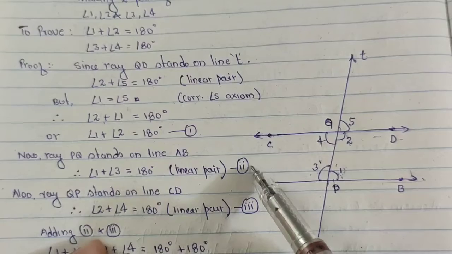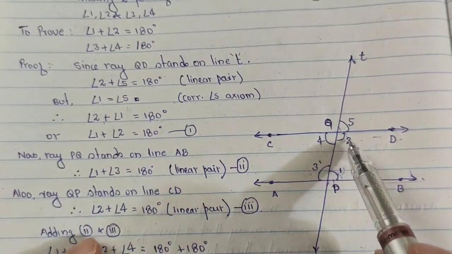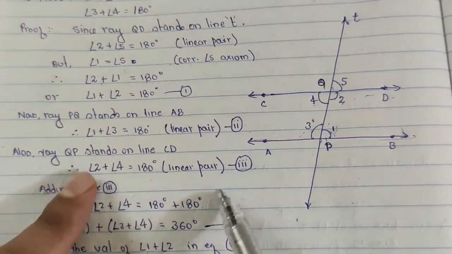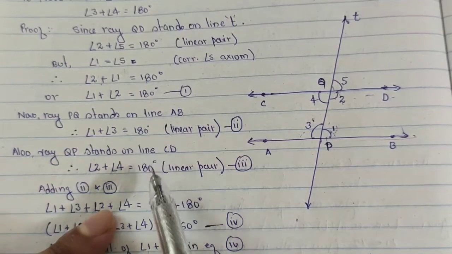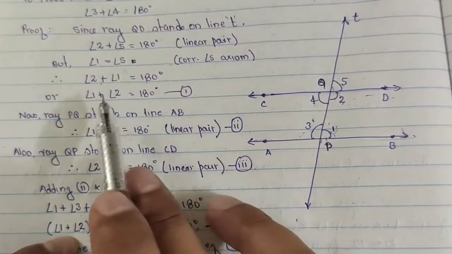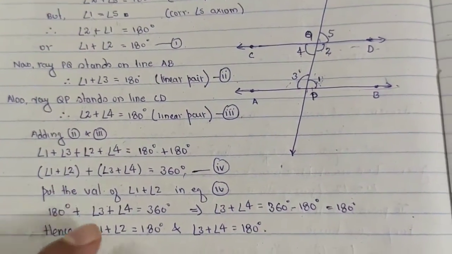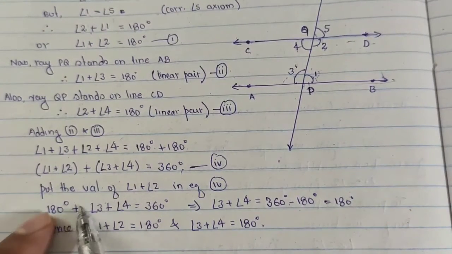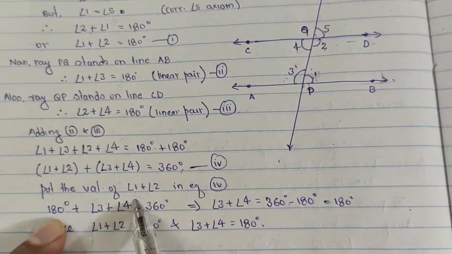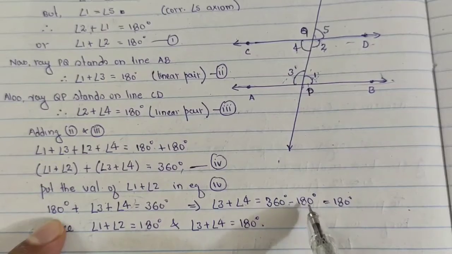Now adding these, we get angle 1 plus angle 2 plus angle 3 plus angle 4 equal to 180 plus 180, which is 360. But I know the value of angle 1 plus angle 2, which is 180. So I am placing it in equation 4, and I am getting 180 plus angle 3 plus angle 4. Now I need the value of 3 and 4: angle 3 plus angle 4 is equal to 360 minus 180, which is 180.